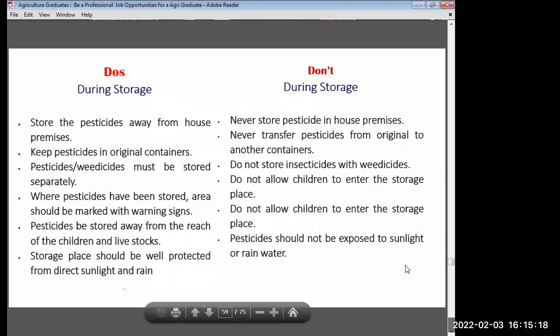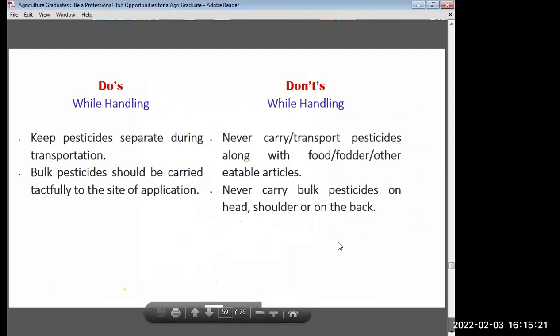Next. During storage, when you are bringing the pesticide and handling it, the pesticide should be kept separate. Suppose you have groceries, rice, wheat, etc. You should not keep the pesticide close, because some pesticides have a smell, and the smell will get mixed with the grain. For example, there is one weedicide called gramoxone. If the gramoxone container is kept in a rice shop, the rice when cooked will have a bad flavor because of the gramoxone.